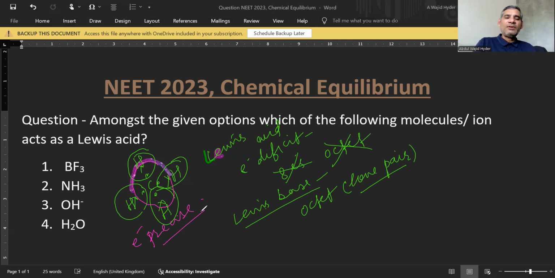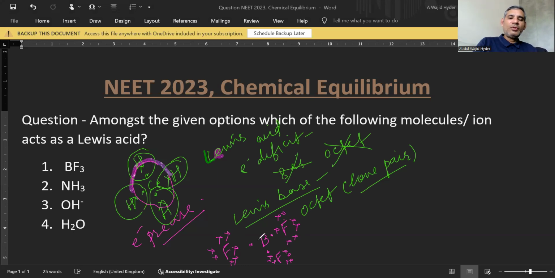Now see BF3. BF3 boron is having 3 unpaired electrons and each fluorine atom will be having 1 unpaired electron. In this way, 3 fluorine atoms will be having 3 unpaired electrons. Each fluorine will be having 1 unpaired electron and then 3 lone pairs are there. In this way, each fluorine atom is having 7 electrons.